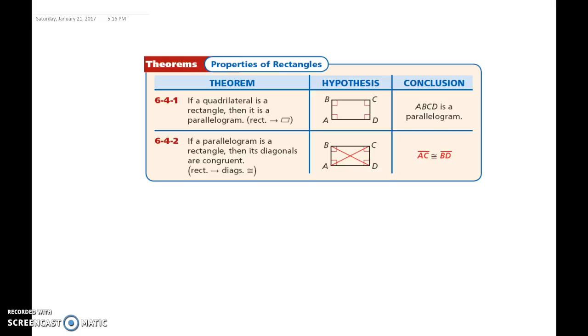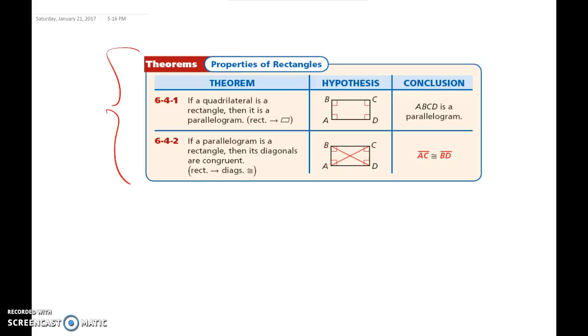One, if it's a rectangle, then it's a parallelogram, and the definition is 4 right angles, that's it. And the other one is that their diagonals are congruent. So not only do the diagonals bisect each other since it's a parallelogram, but now the diagonals are congruent. Once again, you are going to have to remember that when it's a rectangle, the diagonals bisect each other and they're congruent.